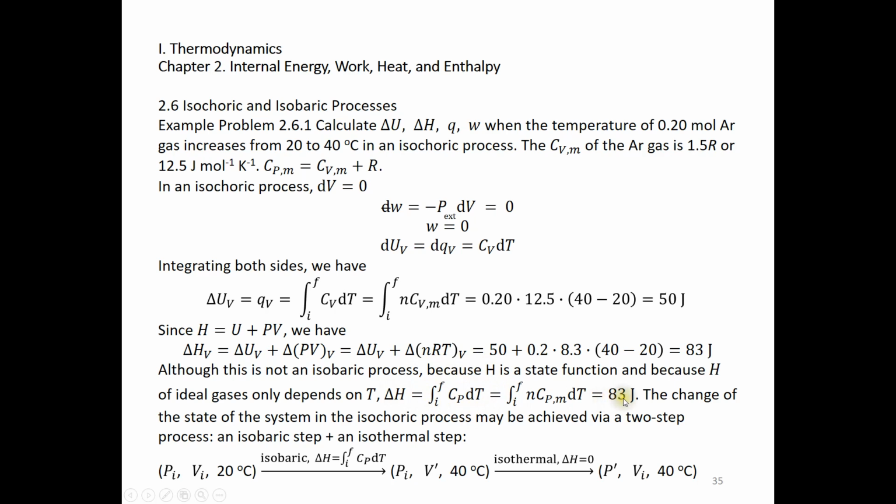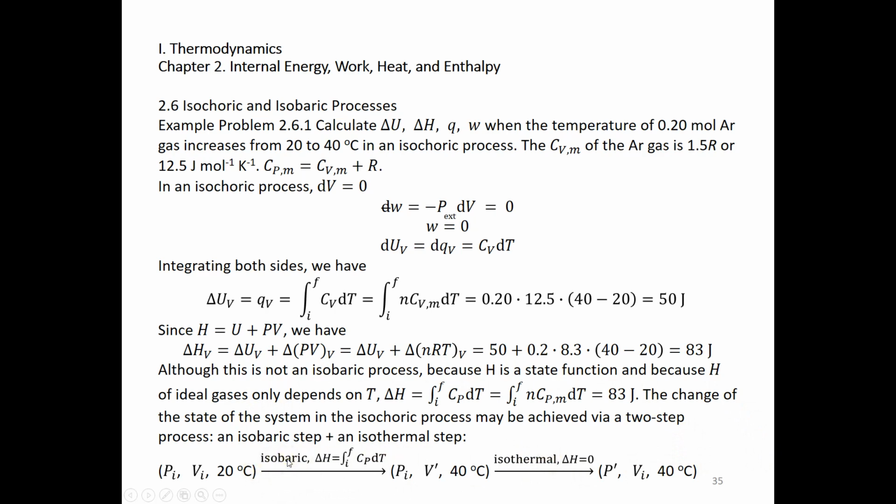We get 83 joules. So these two calculations are both correct. And also we can imagine this. Let's change the state of the system in the isochoric process in two steps: isobaric first and then isothermal. If you look at the initial state and the final state, from 20 degrees Celsius to 40 degrees Celsius, it's isochoric, from V initial to V initial. But because enthalpy is a state function, I can break down this isochoric process into two steps. First isobaric and then isothermal.